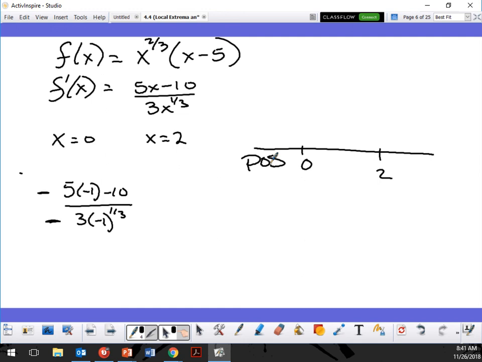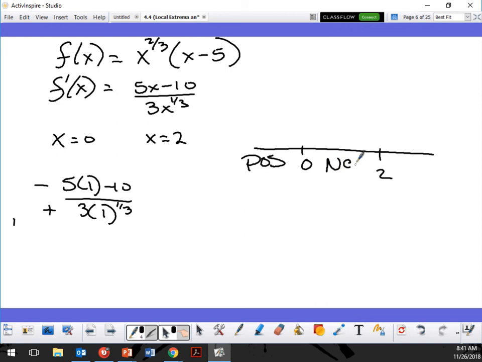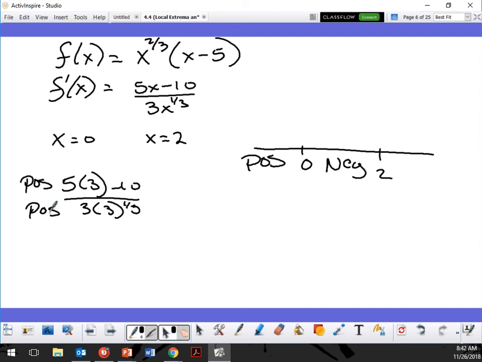All right, let's try 1. Try a positive 1 now. So on top, what do I get? A negative. On bottom, I get a positive. So that makes this whole thing negative. All right, so what about the other side of 2? So that's going to be 3, right? So 5 times 3 minus 10 over 3 times 3 to the 1/3. So on top I get a positive, on bottom I get a positive, so the whole thing is going to be positive.